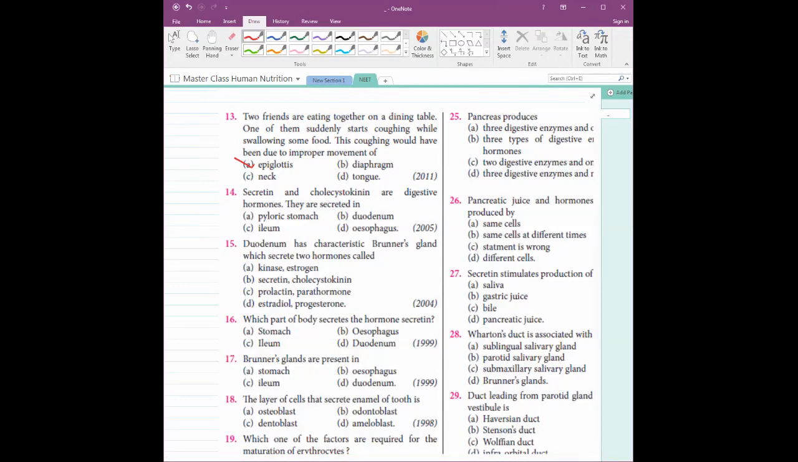Next one, we have Rishik. Secretin and cholecystokinin are digestive hormones. They are secreted in... Now, quickly tell me, where are they secreted? Pyloric stomach, duodenum, ileum, esophagus. Where do we see they are going to be acting? Yes, Tanishka has given me the right answer. Zui is also right.